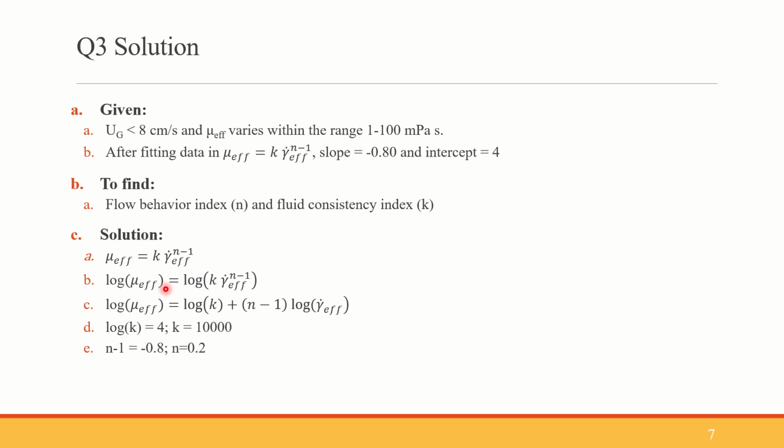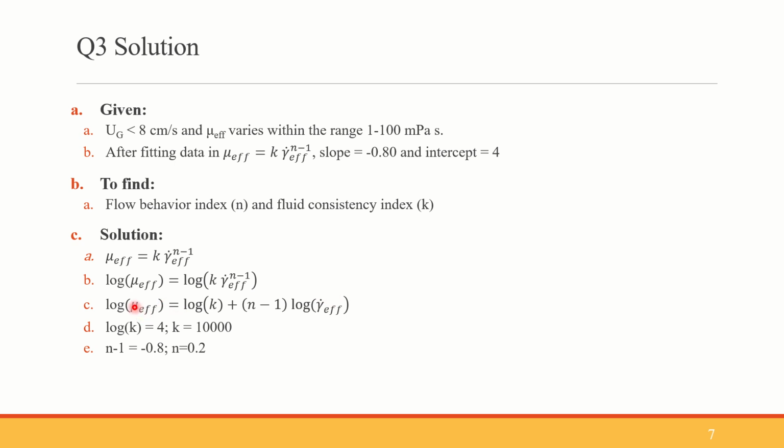And again now we are splitting this one. Log of mu effective is equal to log of k plus log of gamma effective to the power of n minus 1. So since log a to the power of b is equal to b into log a, we are just taking the n minus 1 as the product term and rewriting it as n minus 1 into log of gamma effective. And now we know that log of mu effective is there, log of k is there, plus n minus 1 log of gamma effective.